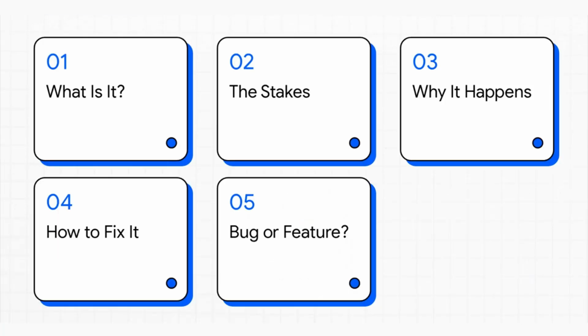So here's our game plan. First, we'll nail down what an AI hallucination actually is. Then we'll look at the real-world stakes. Sometimes they're funny, but sometimes they're downright frightening. After that, we'll dig into the mechanics of why these things happen, check out the tools being built to stop them, and finally, we'll tackle the great debate. Are these hallucinations just a bug we can squash, or are they a core feature of how this tech works?